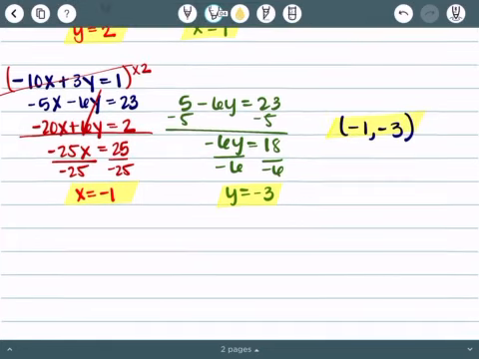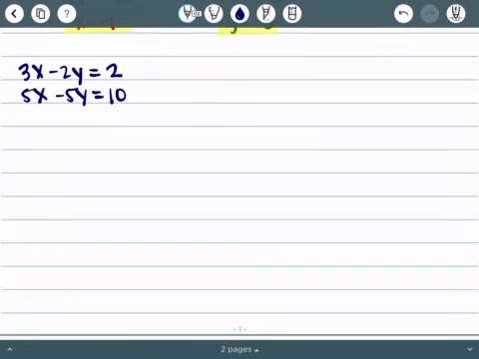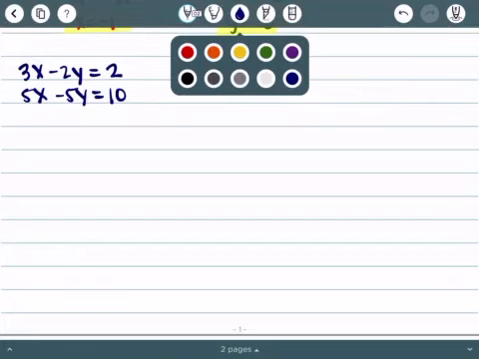And our last example, we have to multiply both equations. So I have 3x minus 2y equals 2, and 5x minus 5y equals 10. Okay, neither of my x or my y have opposite signs, so it really doesn't matter which one you choose. If you choose your x's, then you're trying to get to the coefficient of 15. If you choose your y's, then you're trying to get to the coefficient of 10. I'm just going to go ahead and do my x's.